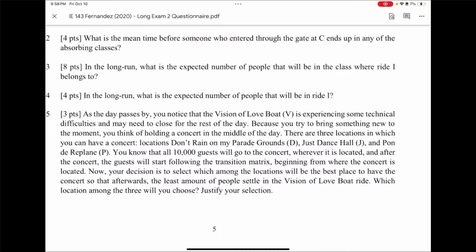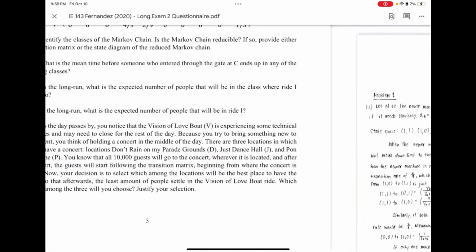Now your decision is to select among the locations which would be the best place to have the concert, so that afterwards, the least amount of people settle in the Vision of Love Boat Ride. Which location among the 3 will you choose and justify your selection?